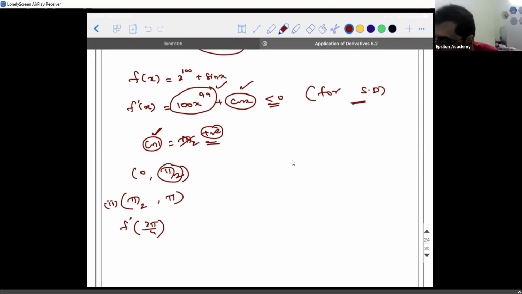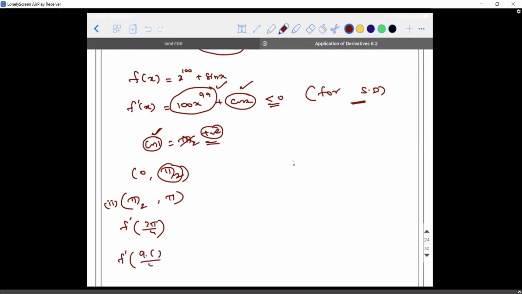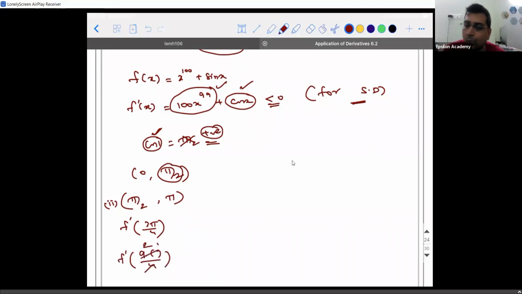Oh, 3 pi by 4. No, it's right only, 0.75. 3 into 45. So 3 pi by 4 in terms of number is what? 3 by 4 times 3.14. Yes, sir. So f dash of, can I say 9 point something divided by 4, which is a value greater than 2? Yes, sir. Right.